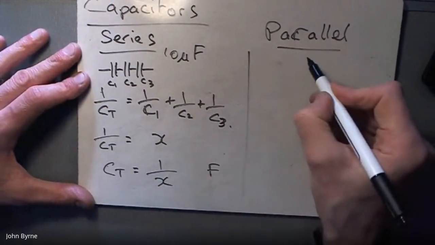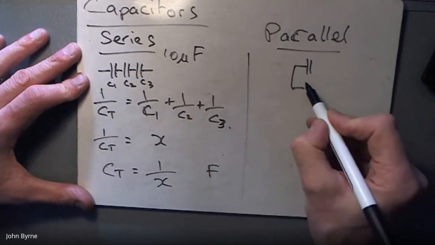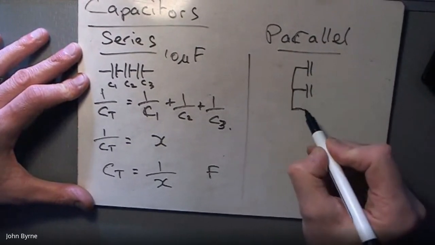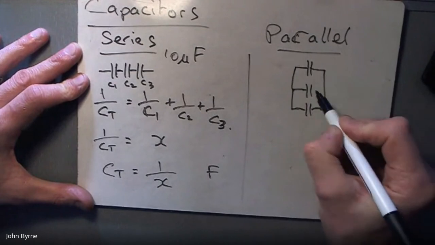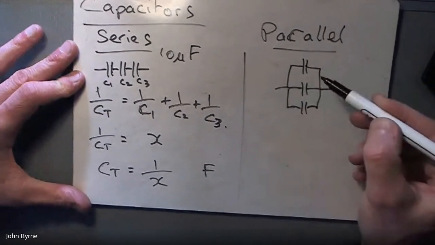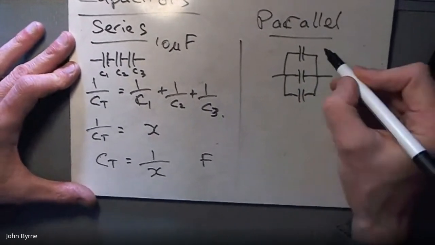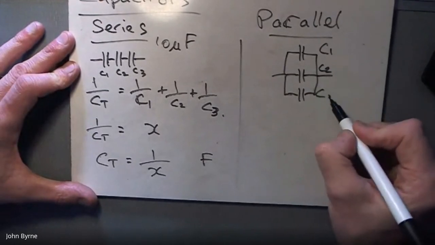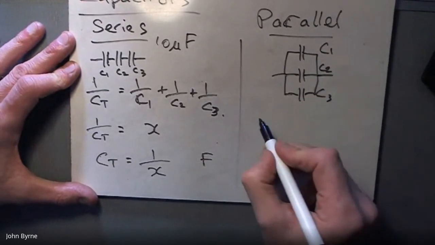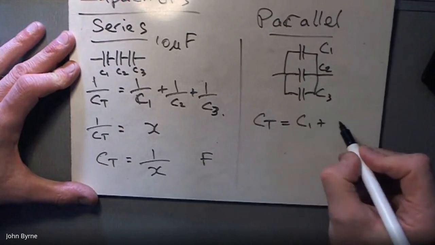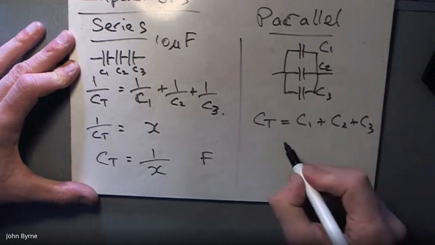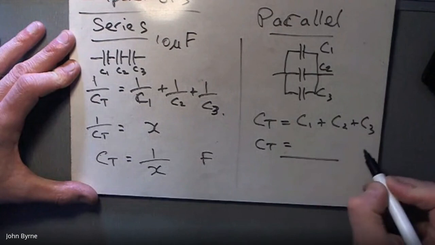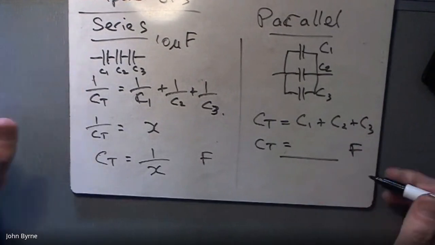The parallel one this time is the easier one, possibly mathematically, arguably, depending on what you like doing in maths. So what would be the single capacitor that's equivalent to all those, C1, C2, and C3? This is the easy one. You just add them, and that will give you a final answer in farads.